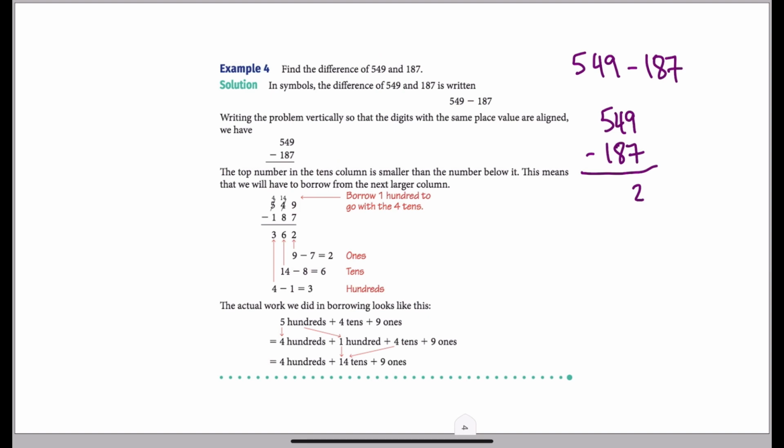So instead of thinking of it as 549, I'm sort of thinking of it as 500, thinking of the 500 as 400 and 100, and that 100 is actually 10 tens.